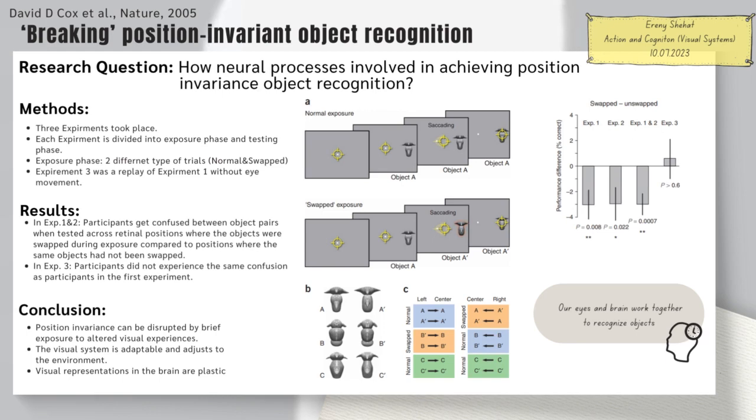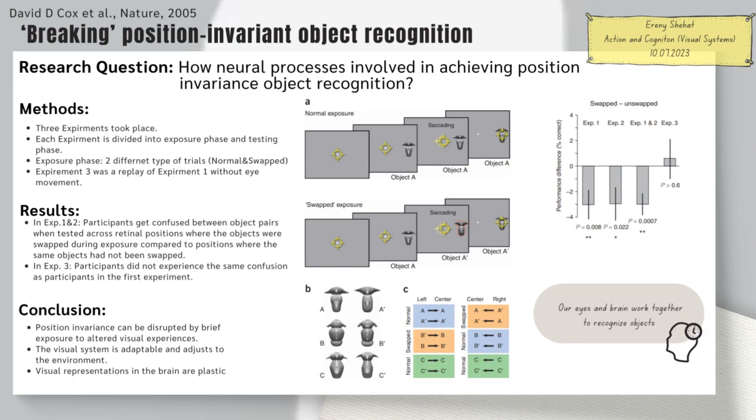Good afternoon, everyone. My name is Ernie, and today I will be presenting a research paper titled Breaking Position Invariant Object Recognition by David D. Cox et al., which was published in Nature in 2005.